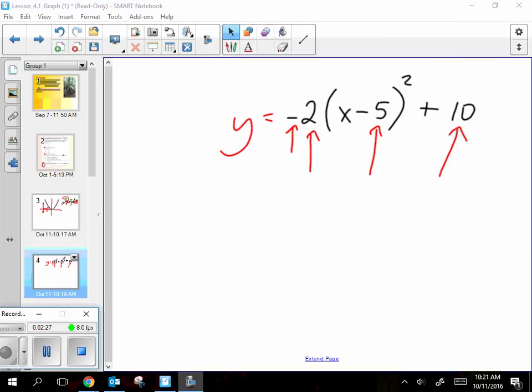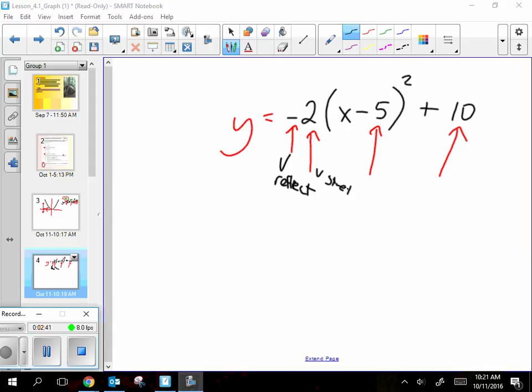You should have said that this was a vertical reflect. If you said flip, you've got to get used to, you're in pre-calc now, you have to use the right terminology. That's a vertical reflection. This is a vertical stretch. That is horizontal, but there is no right vertical. So if you say right 5, and then you say up 10, you've got it. Raise your hand if you had those right.